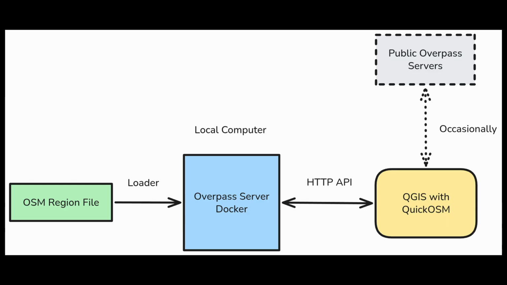So this is an architectural overview of the systems involved. On the right hand side you have the yellow box, that's QGIS with the QuickOSM plugin installed. On the top you have the gray box. These are the public Overpass servers that you can query with QuickOSM, but you might want to do that only occasionally, as I explained before, because it puts a strain on those servers. And so on the center side, you have the local computer. It has a blue box. That's the Overpass server that you can install on your machine.